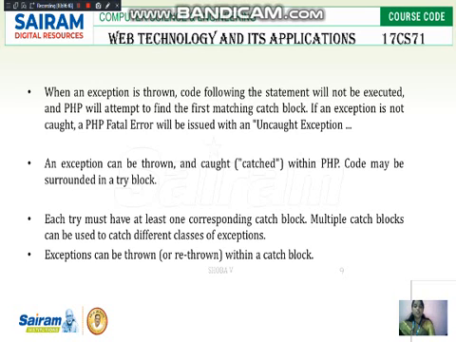When an exception is thrown, the code following the statement will not get executed, because if an exception is not caught, PHP gives a fatal error with an uncaught exception. To find the first matching catch block, we need to understand whether an exception can be thrown and caught within PHP. Code may be surrounded in a try block. Each try must have at least one corresponding catch block, and multiple catch blocks can be used to catch different classes of exceptions. All the catches must have a compulsory try block. Exceptions can be thrown or rethrown within a catch block.